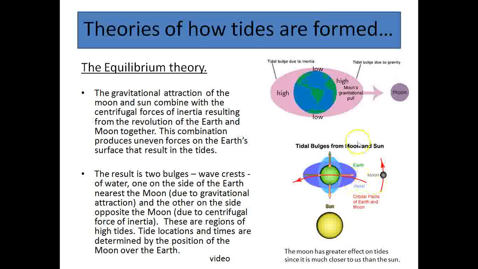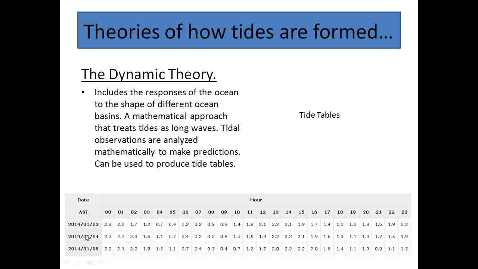So the location of the high tides and low tides are going to be determined by the position of the moon, mainly because it has the stronger effect of the two. There's a video there that you can watch, and that'll help to see it in more of an animated view, so it can help you understand better.